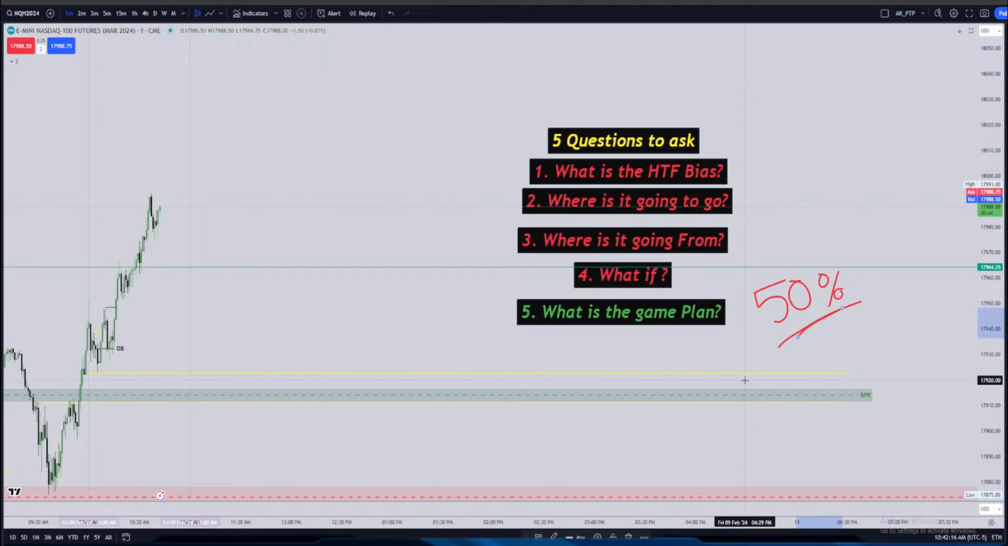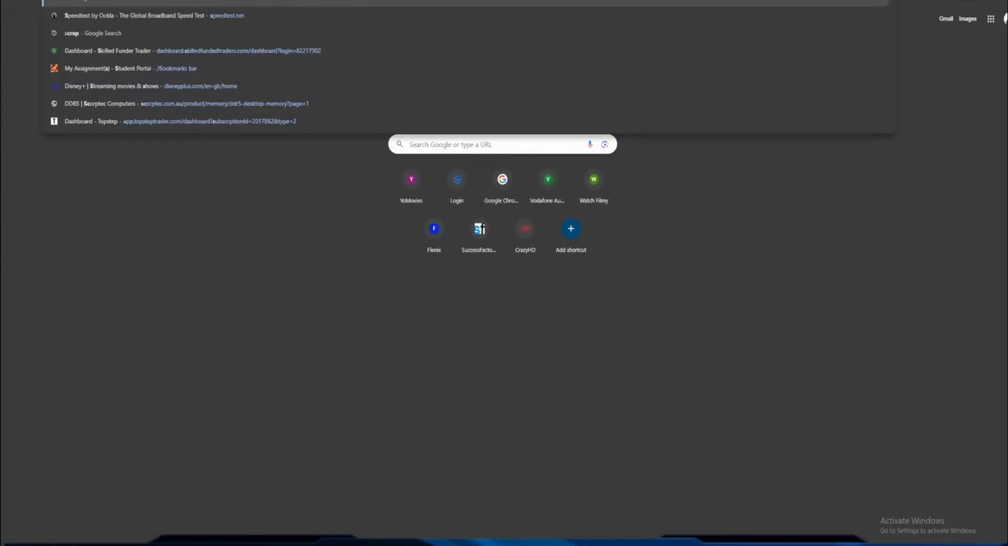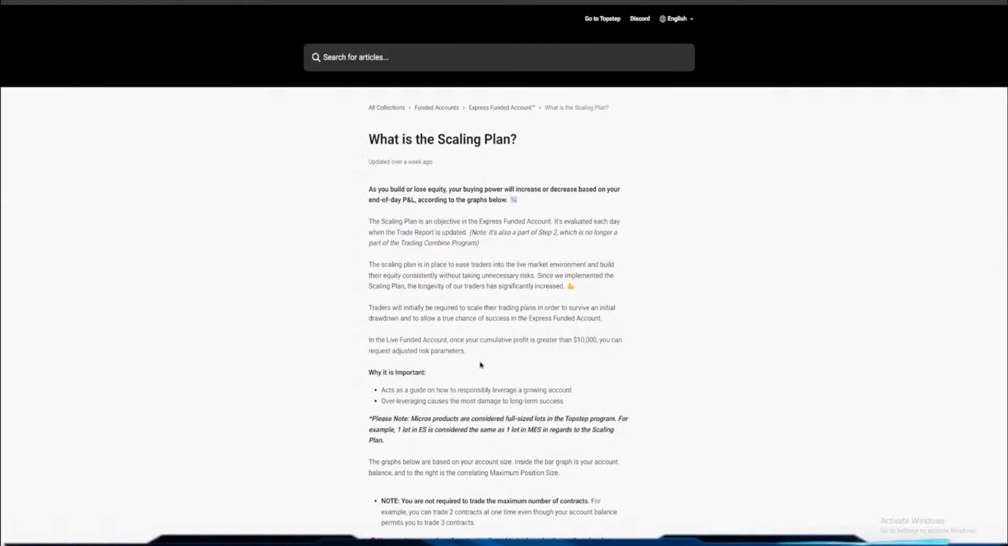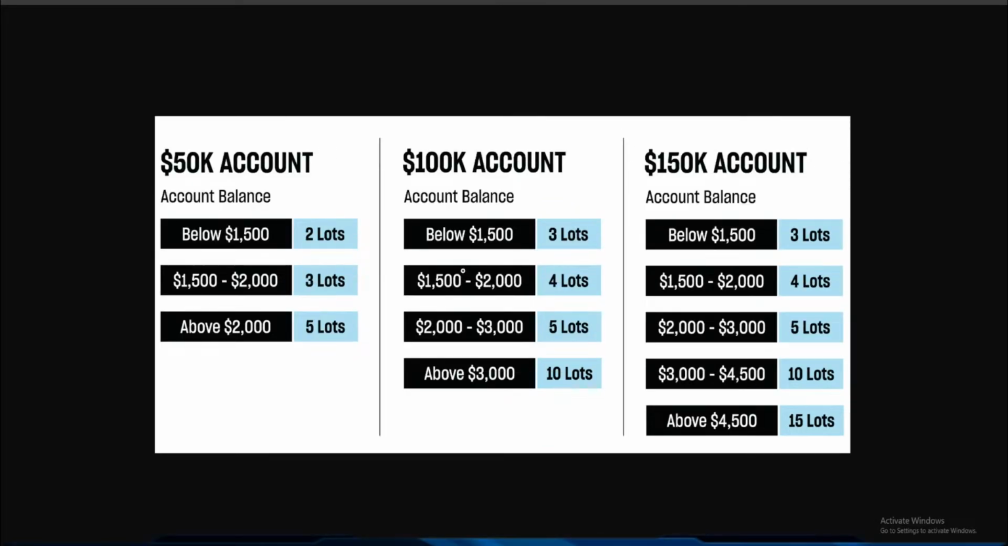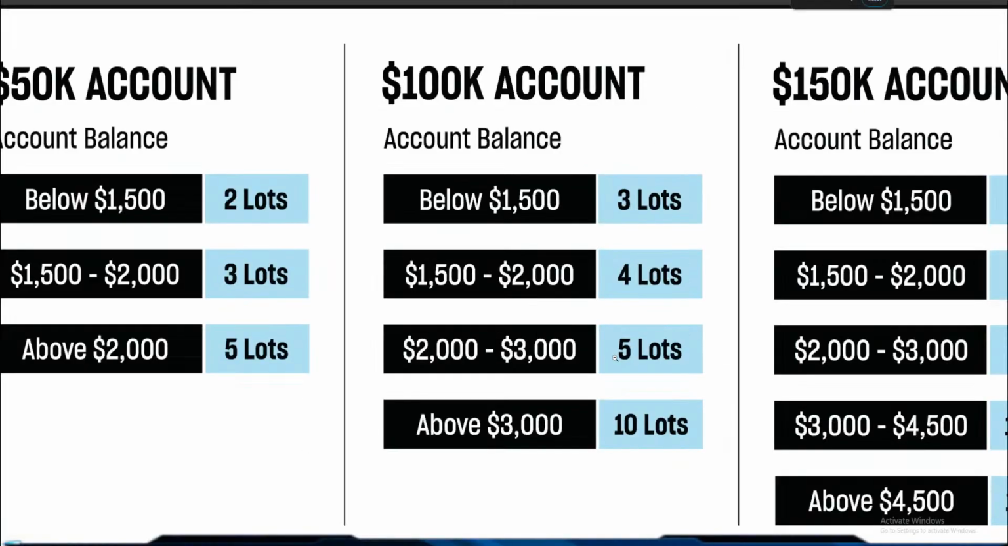Now there is another thing. You have heard about the scaling plan. Let me give you that TopStep scaling plan. This might be the most searched item. You see, on the 100k accounts, my account balance needs to be above 3000 to get the max lot size.